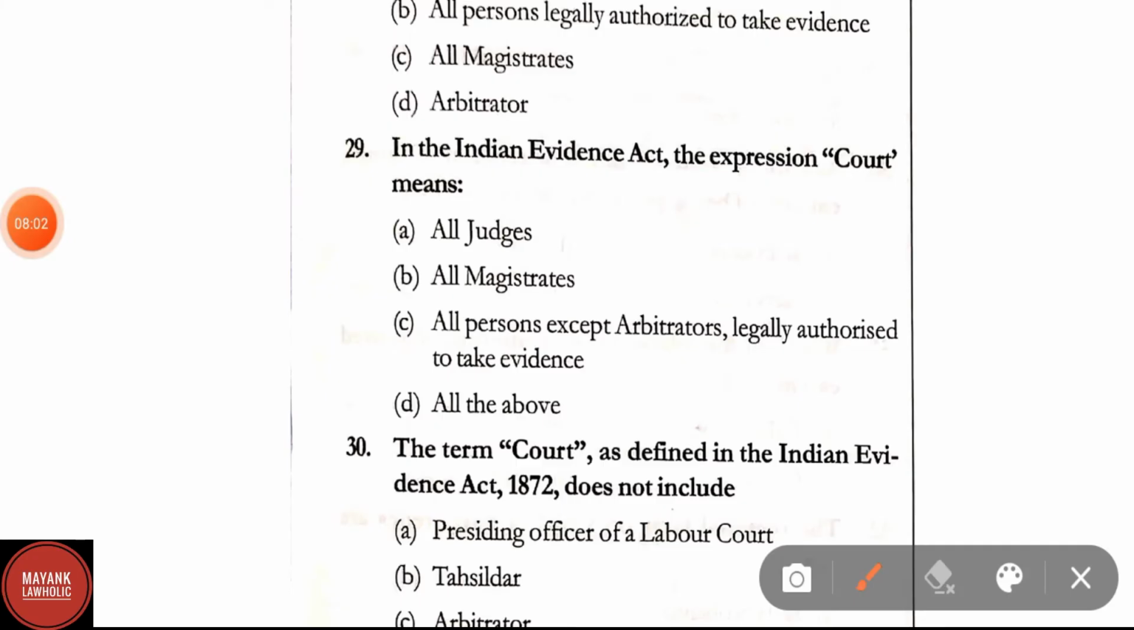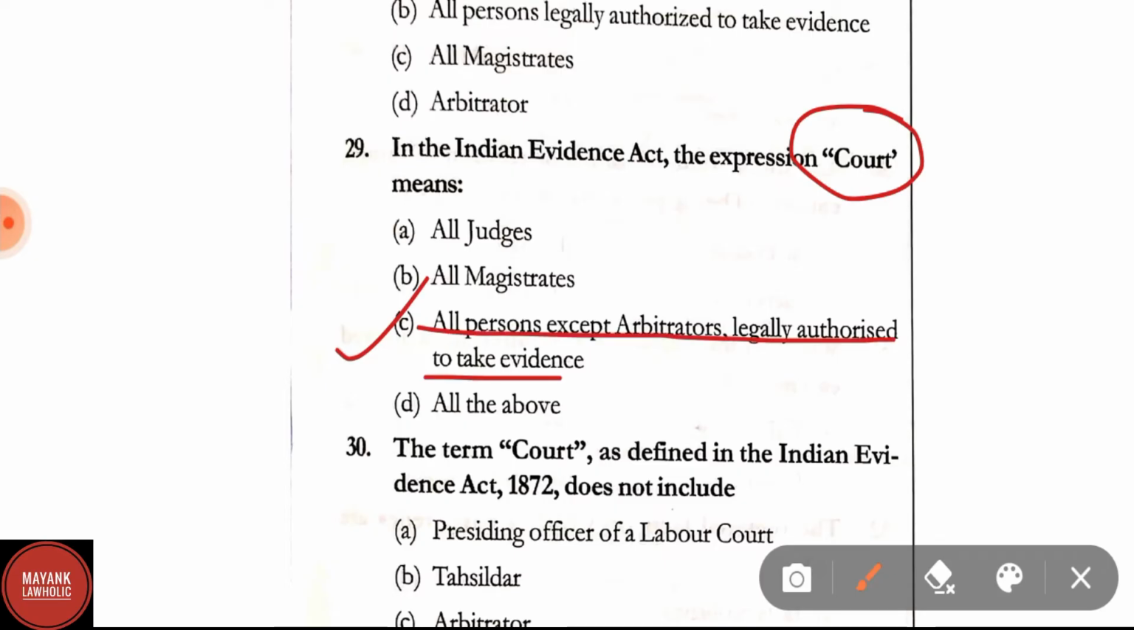Question number 29. In the Indian Evidence Act, the expression court means all judges, all magistrates, all persons except arbitrators legally authorized to take evidence, all of the above. Here correct answer is option C. All persons except arbitrators legally authorized to take evidence.